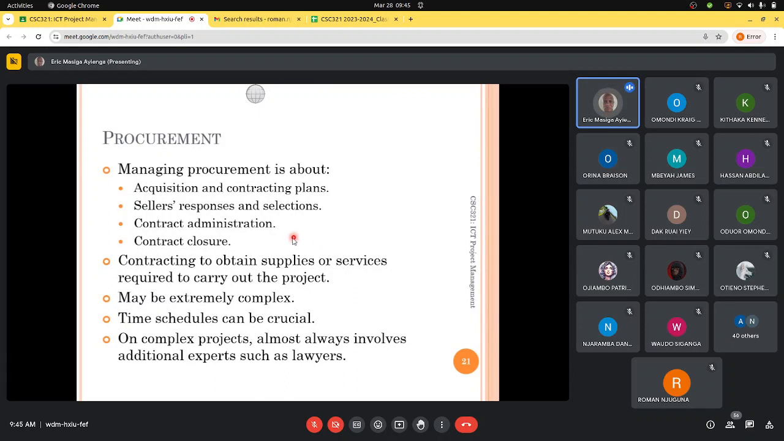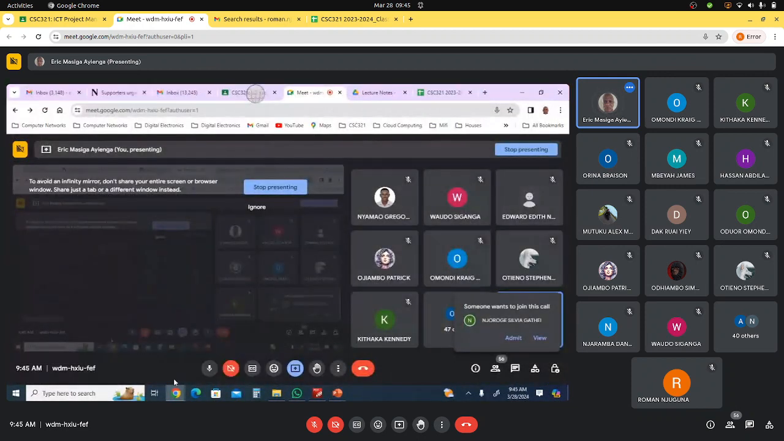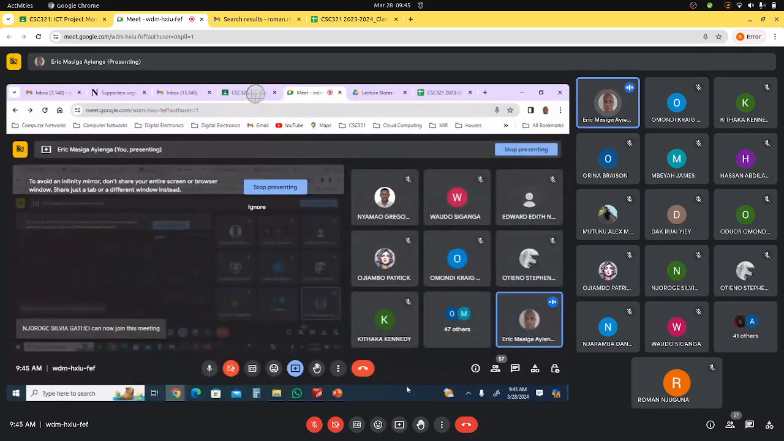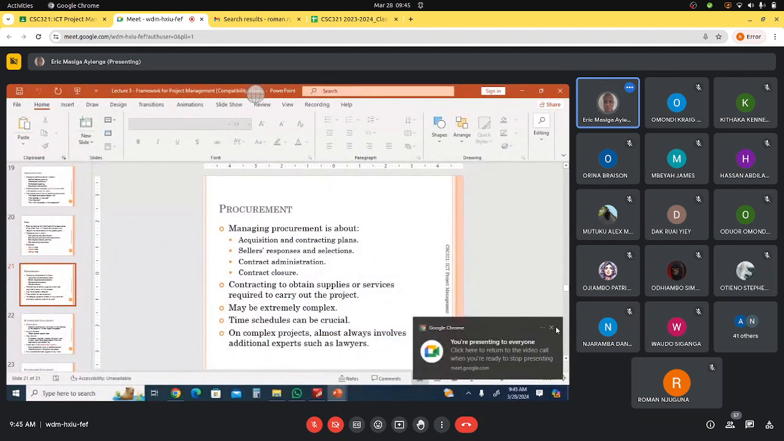So it's contracting to obtain some supplies or services required to carry out a project. Supplies are tangible products. Services could involve the skills required from people. Procurement may be extremely complex. In a lot of projects, people end up in court because of not doing proper procurement. You may have read in newspapers, people's property is being sold 10 years after they did a project. So that's why we say it can be extremely complex.